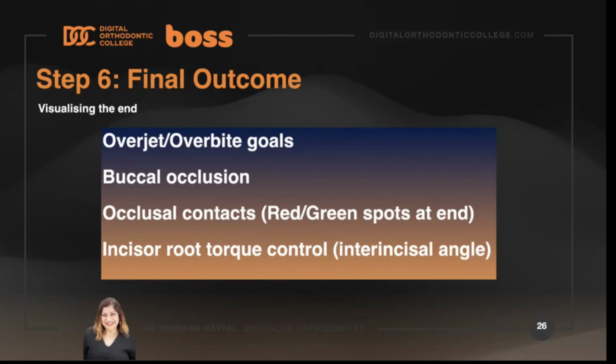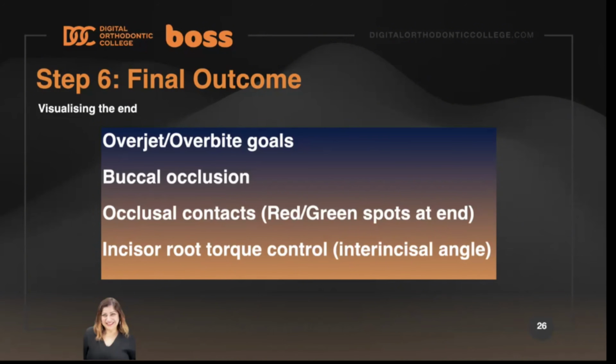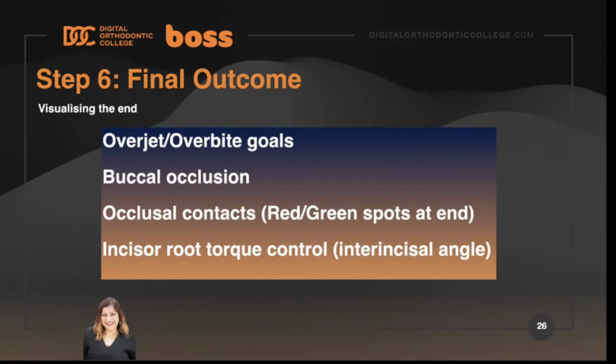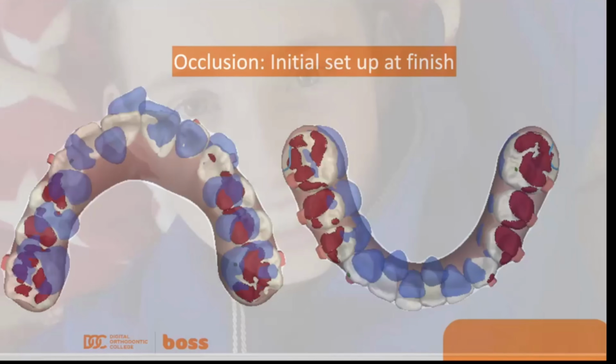It's really important to communicate with the aligner technician: what do you see at the end? What do you visualize? And they must be biologically plausible goals. Do you visualize an overjet of 1 to 2 millimeters and an overbite of 15 to 20%? What do you envision in your buccal occlusion? What about the occlusal contacts? Do you want heavy contacts on your posterior teeth, perhaps, because you're trying to extrude them? Or do you want light contacts on your posterior teeth? What is your interincisal angle at the finish? So you're setting your root torque or incisor labiolingual angulation. This is an example of occlusal setup at finish.